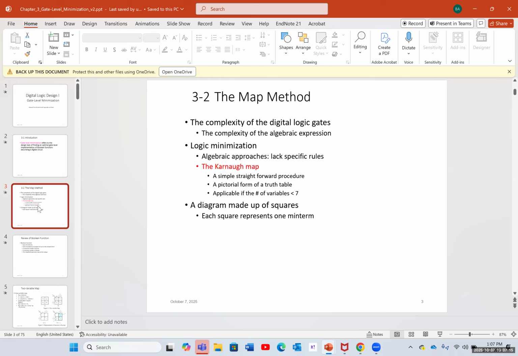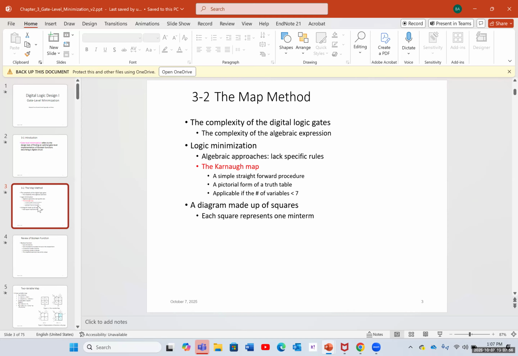And this week we will start with a different method, which is called the K-map or Karnaugh map, or the map method, which is a simple, straightforward procedure. It's a pictorial form of the truth table, and it applies only if the number of variables is less than 7. I'll explain why later on. It's going to create a multi-dimensional problem, which is going to be very difficult. We only go up to 5 variables in this course, but it's not feasible if the number of variables is above 7.